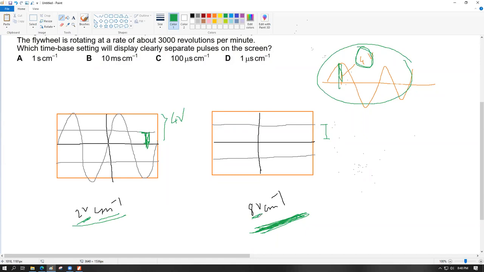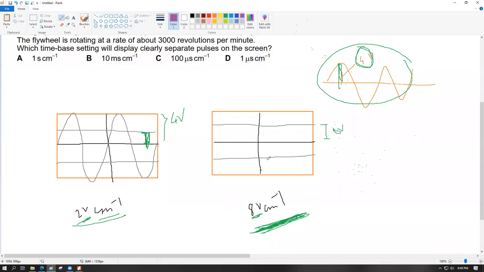Half. So we're going to need half division. So that you understand, this much represents 8 volts. I want to represent how much? Exclusively 4 volts as my amplitude. So this graph might as well look like this.